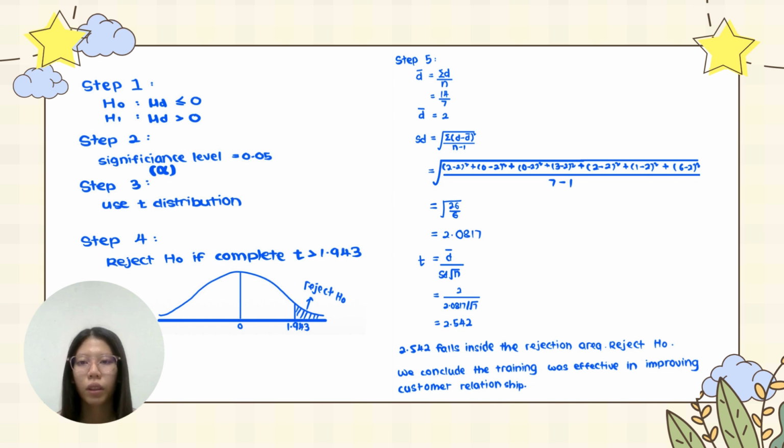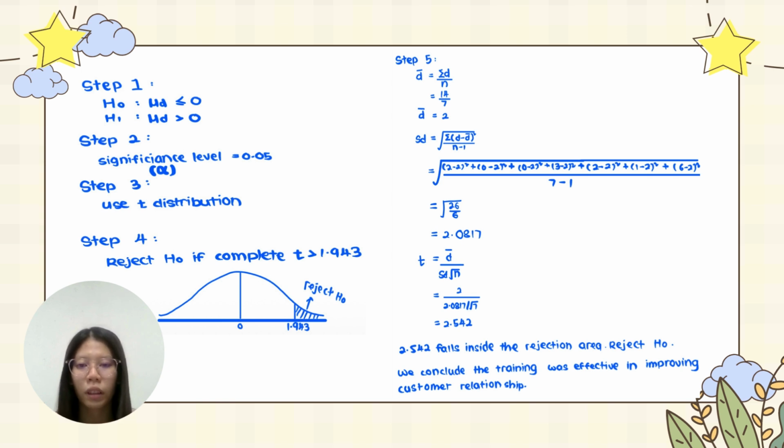Step 1, the null hypothesis H0 is mean D less than or equal to 0. The alternative hypothesis H1 is mean D greater than 0. Step 2, significance level is equal 0.05. Step 3 is use a T distribution. Step 4, reject H0 if the computed T is greater than 1.943.